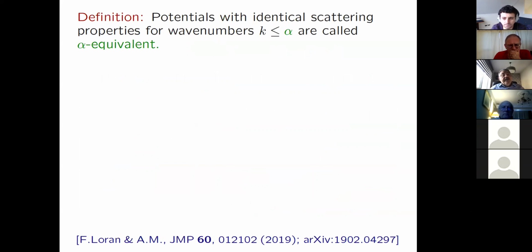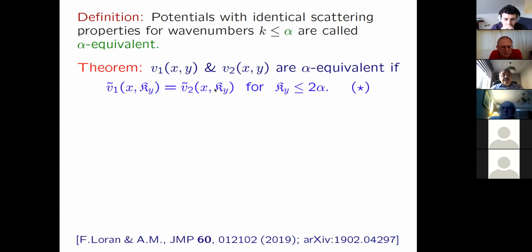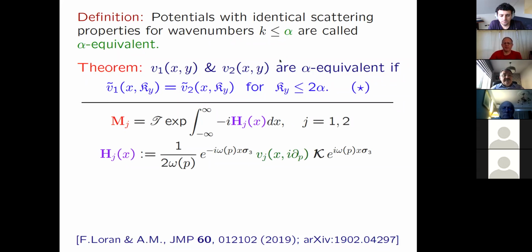Next, I want to talk about alpha equivalence. So what is alpha equivalence? Definition: potentials with identical scattering properties for wave numbers less than or equal to alpha we call alpha equivalent. One example is the potentials that I introduced. They are invisible for k less than or equal to alpha, so they are equivalent to vacuum. They are equivalent to the zero potential. So this generalizes that situation. And what we could prove is that if you have two potentials which satisfy this condition, that means their Fourier transforms with respect to y coincide for ky less than or equal to 2 alpha, they are equivalent. They will have the same scattering properties for wave numbers less than alpha, and different, presumably, for larger values of k.